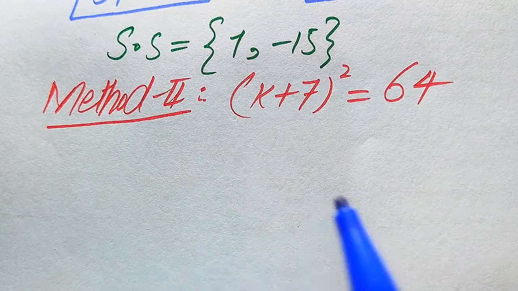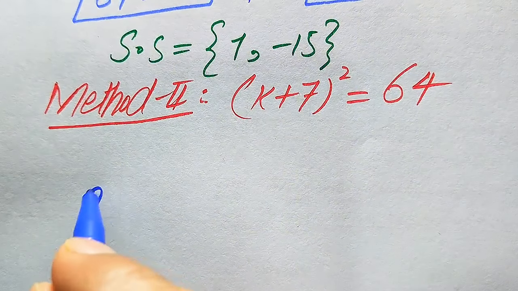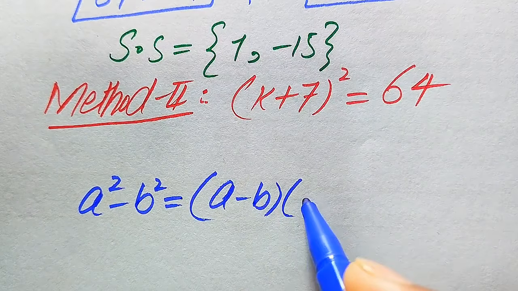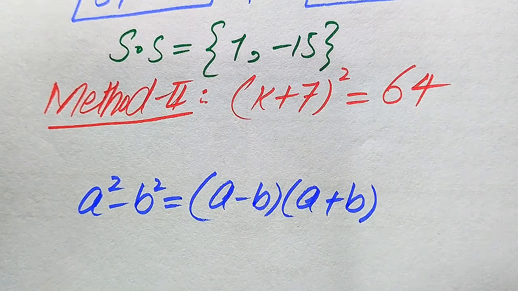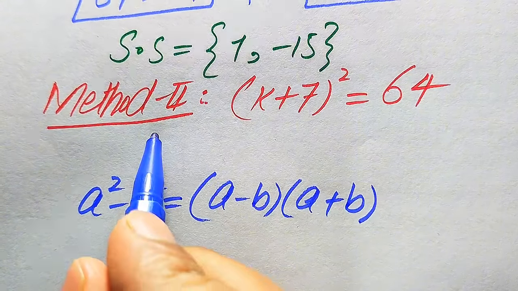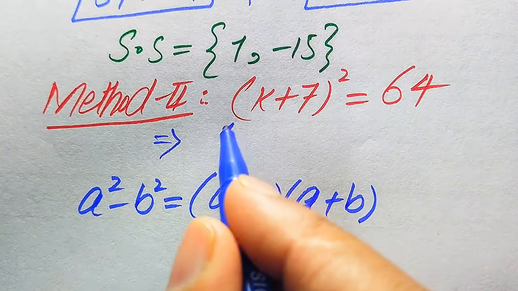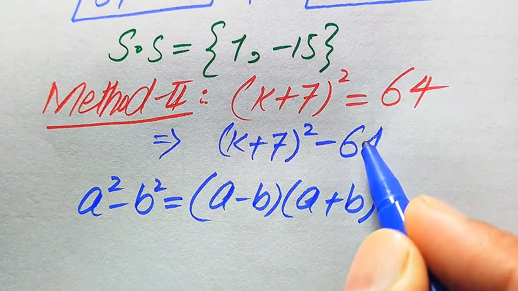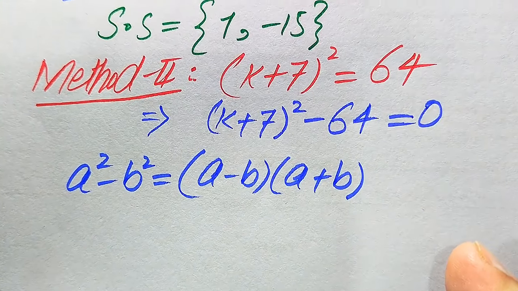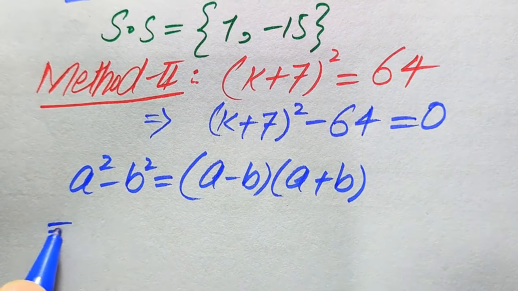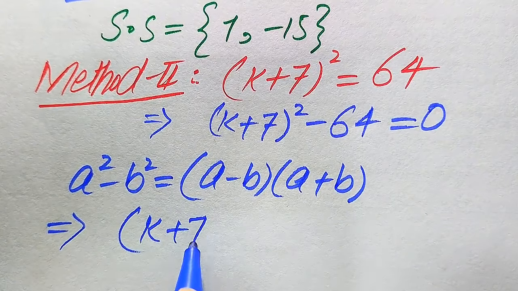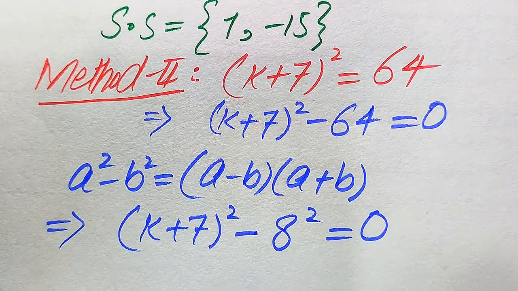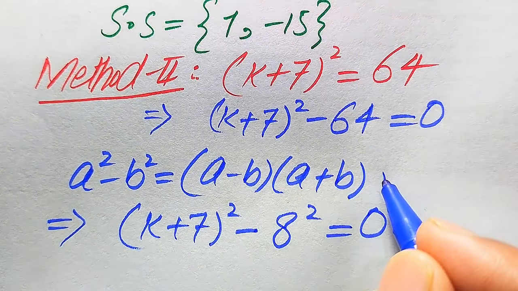So here we use this formula: a² - b² = (a - b)(a + b). In order to apply this formula, first we need a little bit of simplification. We move this 64 to the left hand side, and it becomes (k + 7)² - 64 = 0. And here we again rewrite the above equation as (k + 7)² - 8² = 0. And now we are ready to apply this formula.